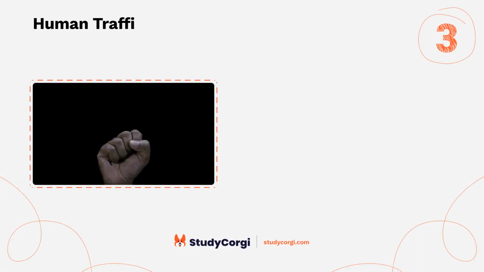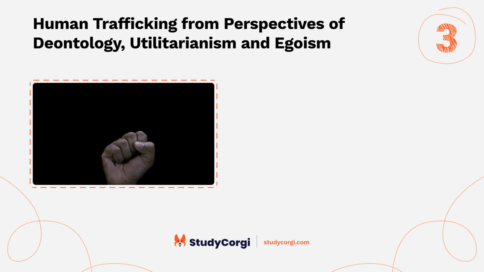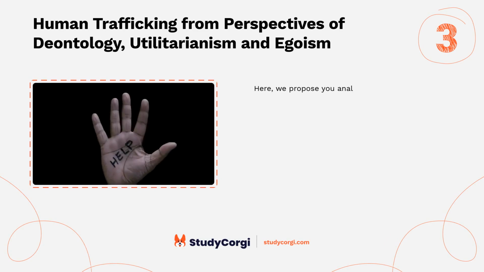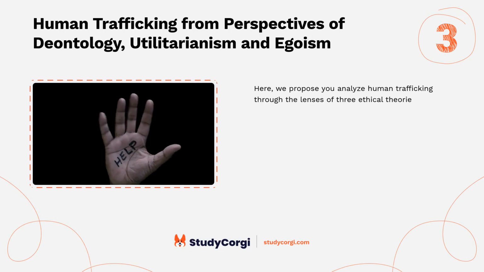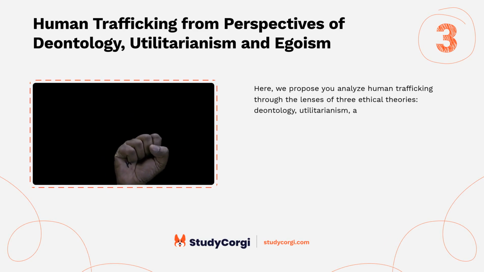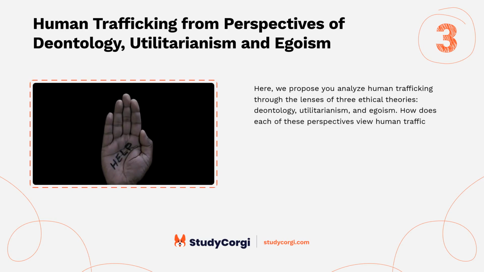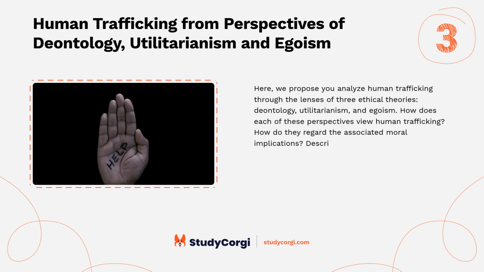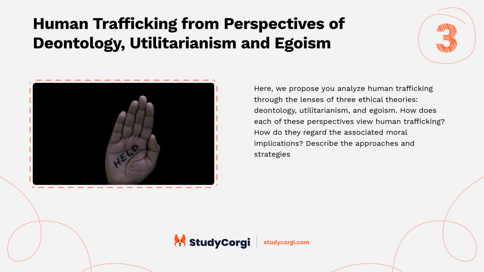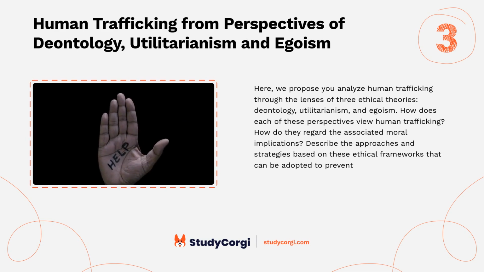Human trafficking from perspectives of deontology, utilitarianism, and egoism. Here, we propose you analyze human trafficking through the lenses of three ethical theories: deontology, utilitarianism, and egoism. How does each of these perspectives view human trafficking? How do they regard the associated moral implications? Describe the approaches and strategies based on these ethical frameworks that can be adopted to prevent human trafficking.